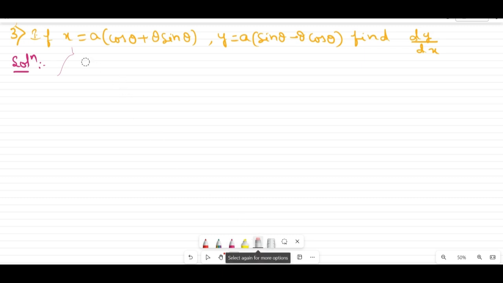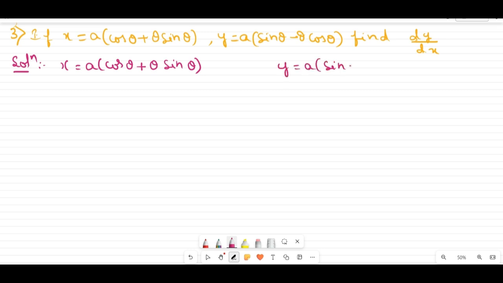Actually, in this question, the parameter is theta. So we must differentiate x and y with respect to the parameter theta. So x is equal to a into (cos theta plus theta sin theta). y is equal to a into (sin theta minus theta cos theta). So let me differentiate this with respect to theta. dx by d theta is equal to a into cos theta. You know the derivative of cos theta is minus sin theta.